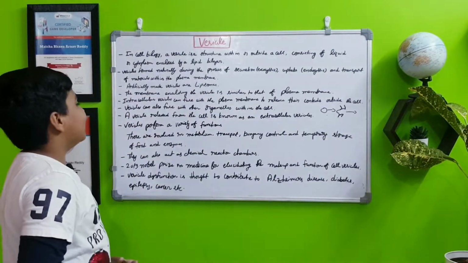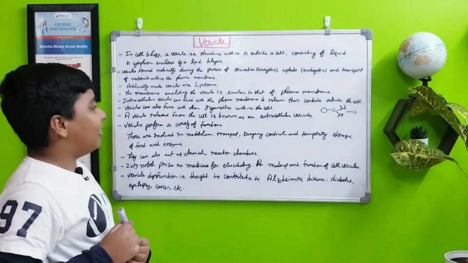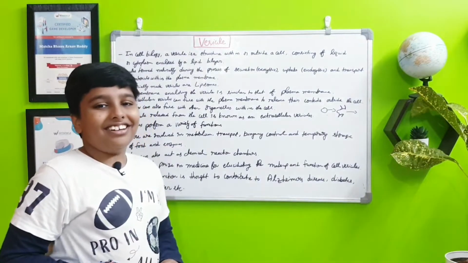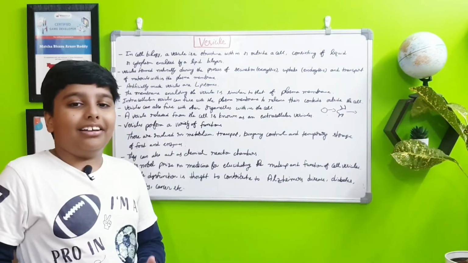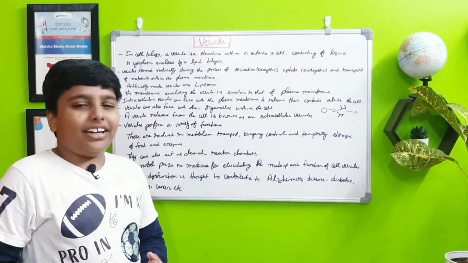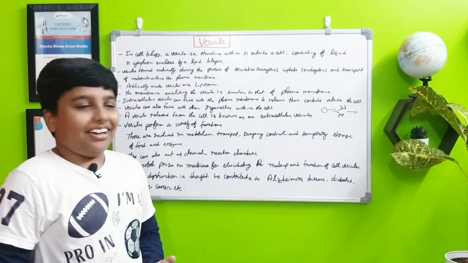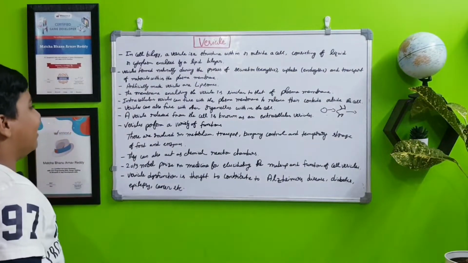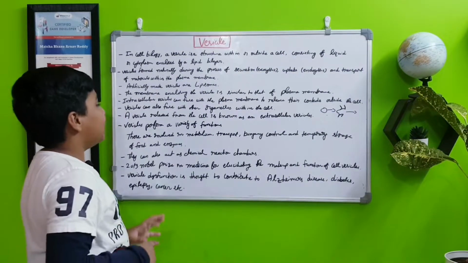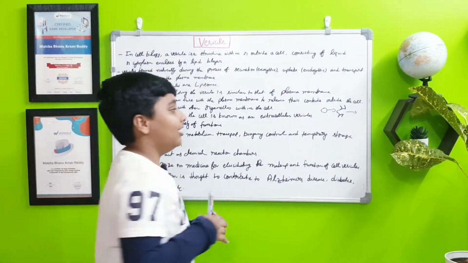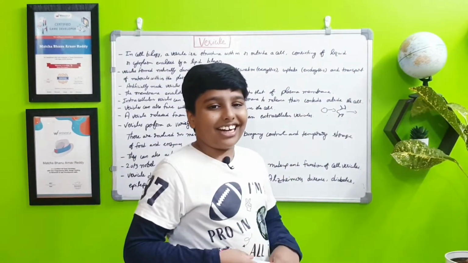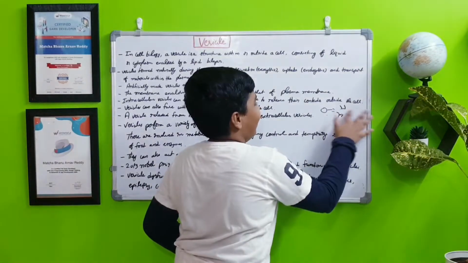Okay, vesicles can also fuse with other organelles within the cell, like the Golgi apparatus or endoplasmic reticulum or any organelle, even the nucleus, if it can reach the nucleus. Okay, a vesicle released from the cell is known as an extracellular vesicle. So I'll also show a diagram for this so you can understand.